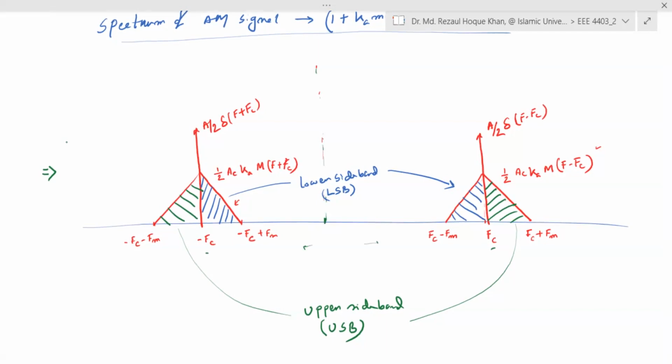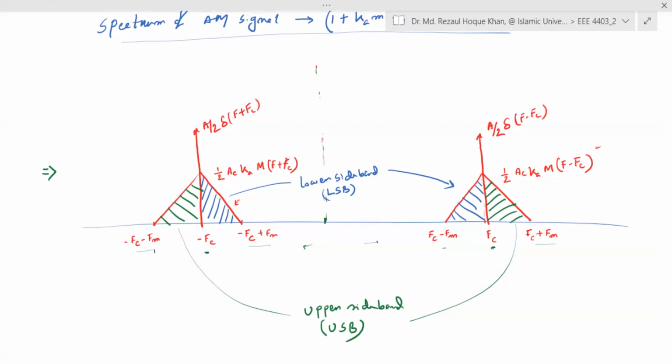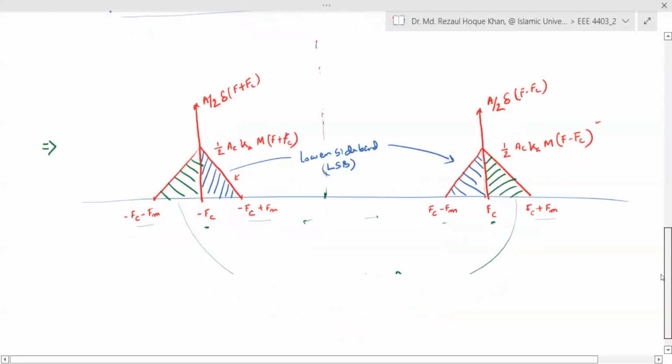So here minus Fc, to minus Fc plus Fm, these are the lower sideband. Also the same for Fc to Fc minus Fm. These are lower sidebands, and Fc to Fc plus Fm, or minus Fc to minus Fc minus Fm, they are called the upper sideband, or inner sideband, outer sideband, right? These are very important because they will be used for future modulation.